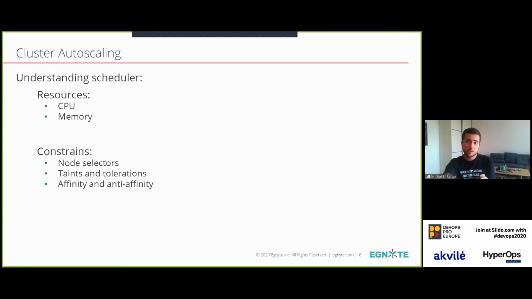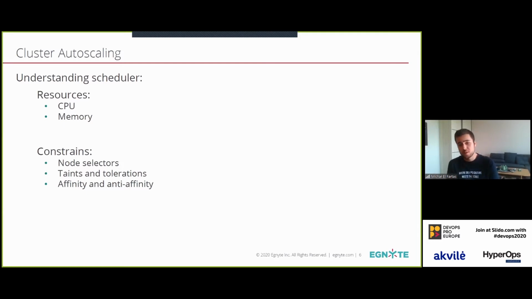So how does the scheduler work? Because that is crucial to understanding this autoscaling. The scheduler works usually on resources and constraints. So two basic resources that you're going to specify when you create your first Kubernetes deployment are CPU usage and memory usage. So number of cores or CPU time, and also the slice of memory, megabytes, gigabytes, pretty straightforward.